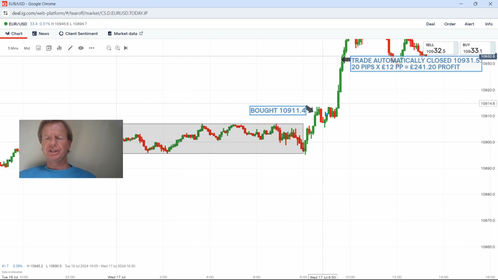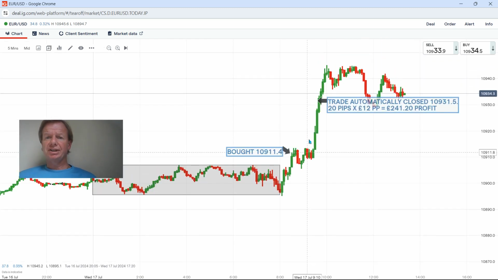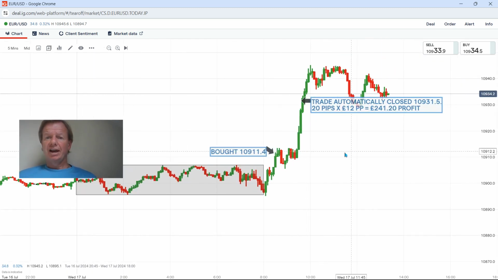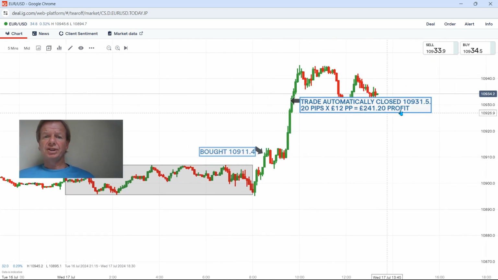I was a bit worried because it started to come back down, and I was worried because even though the pound US and Euro US are in the same direction, the pound's got more fundamentals on its side at the moment as regards the new Labour government, whereas the euro not so much. So it was coming back down, so I was getting a bit worried. But then we get this nice straight up. The trade was automatically closed at 1.0931.5, £12 a pip, £241.20.